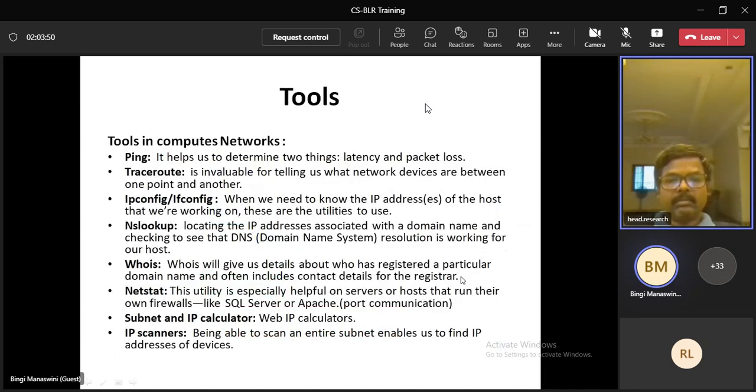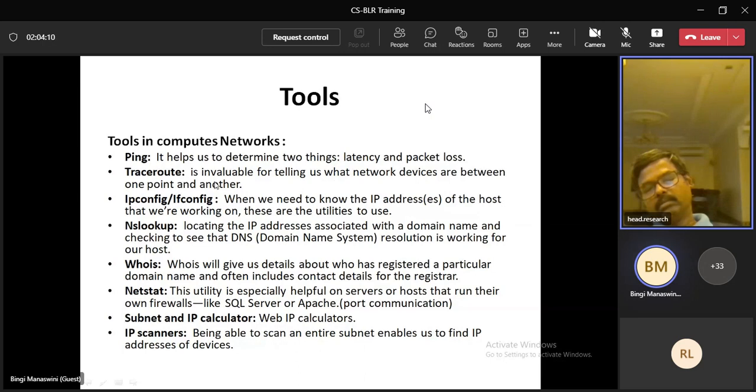And then about the tools in computer networks, ping helps us to determine two things, latency and packet loss. And then traceroute, it is invaluable for telling us what network devices are between one point and another.